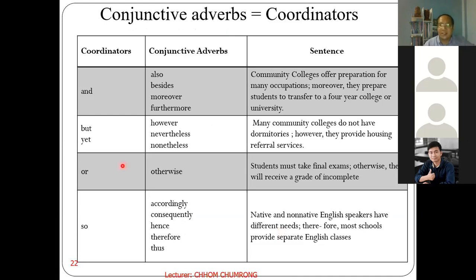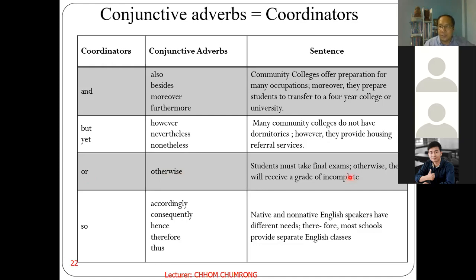We have a lot of conjunctions, but here I just want to give you some more examples of conjunctive adverbs. To mean the same as and, we have the words like also, besides, moreover, furthermore, in addition, that we can use to give more ideas. To contrast, like but, we use however, nevertheless, nonetheless, on the other hand, anyway, in contrast, on the contrary. When we talk about choice or warning, we use otherwise, right?